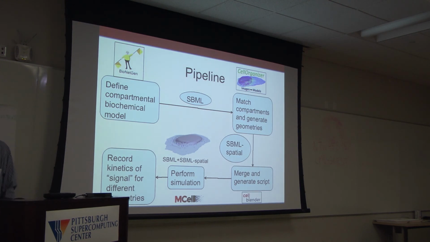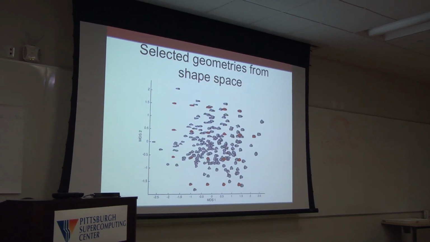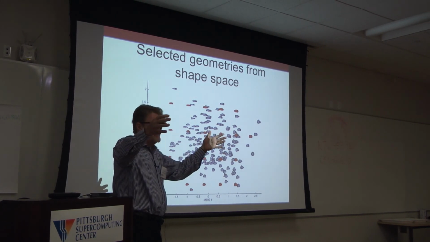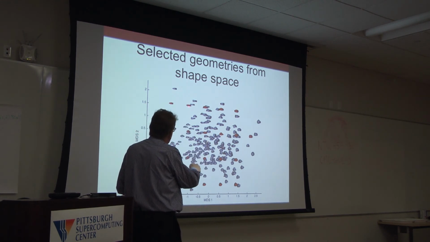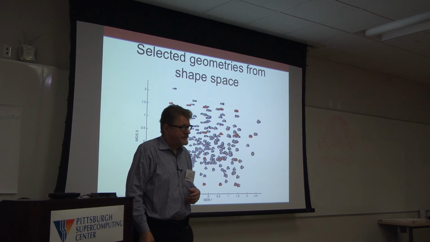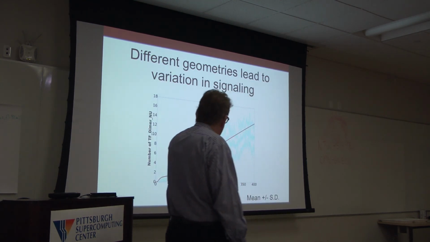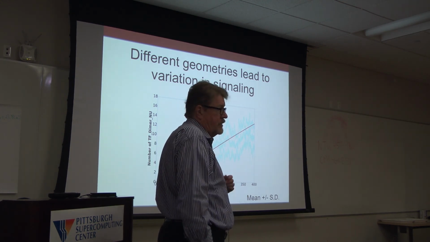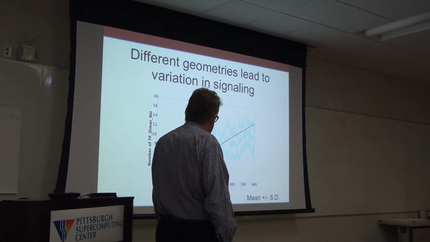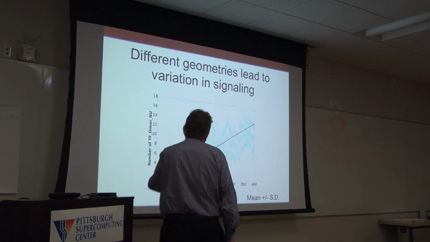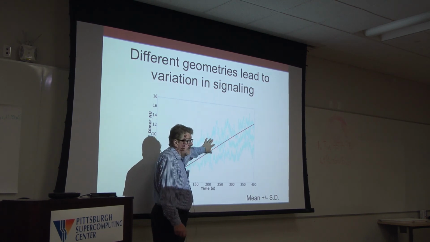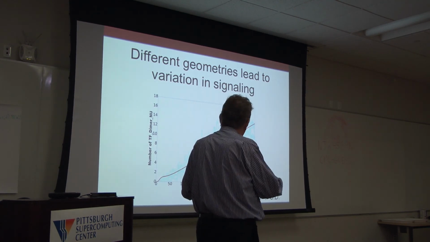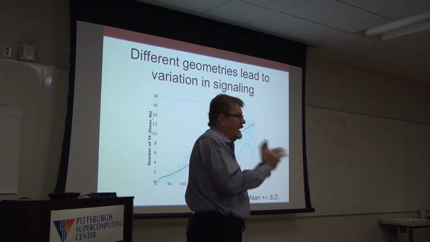Okay? Very, very quickly, if we do that for a very simple biochemical model, we're going to sample different cell geometries from one of these cell shape spaces and do the simulation for each of those sampled cells. And this is the variation in one of the readouts of the model, the dimerized nuclear transcription factor. And what you can see is there's tremendous variation in that parameter depending on which geometry it is, right? So these are for different geometries. Okay? That's all I'm going to say about that.